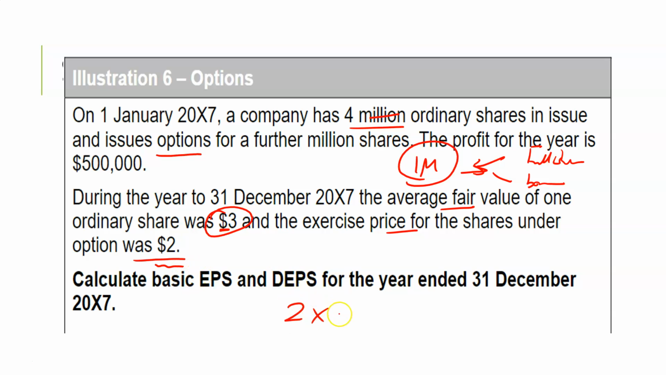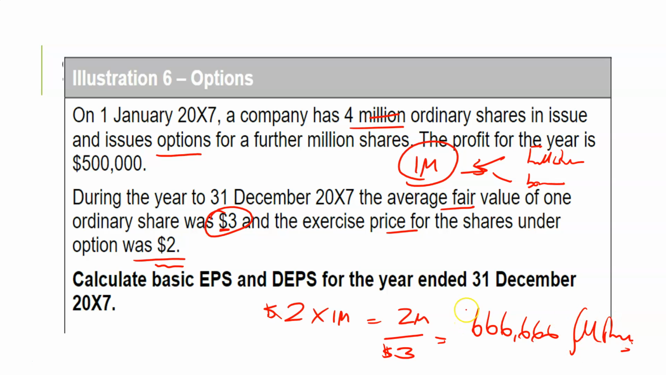So what's going on here? You have $2 times 1 million, if you like, is what you're going to get. But we know really and truly that the fair value of each of these shares should have been $3. So in effect, 2 million divided by 3 is equal to 666,666 full shares. That's the real number. I could just have issued 666,666 full shares at $3 each, but you chose to issue 1 million, which means that if 666,666 of them are full shares, the difference of 333,334 are bonus shares.